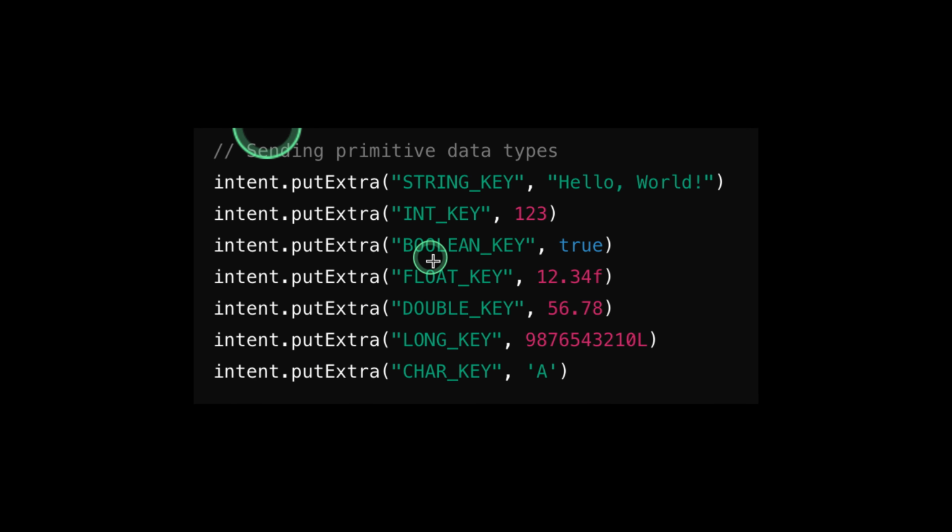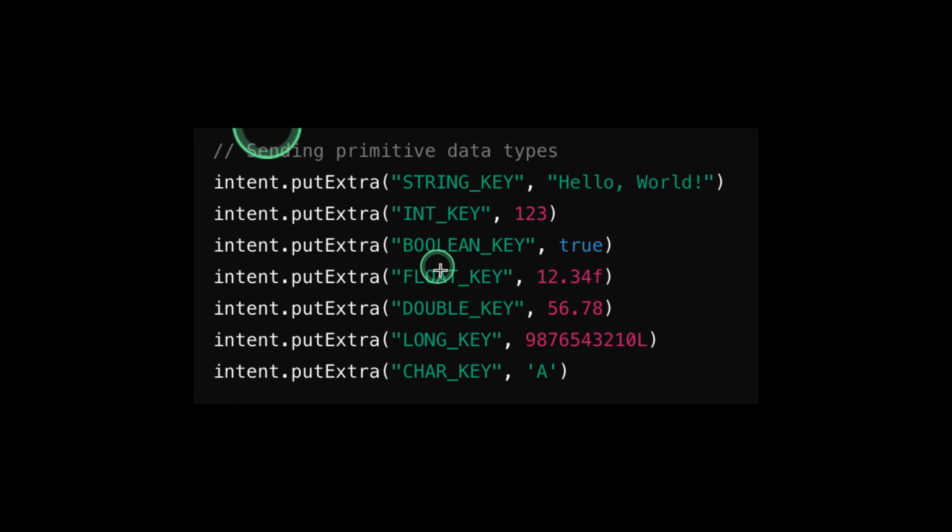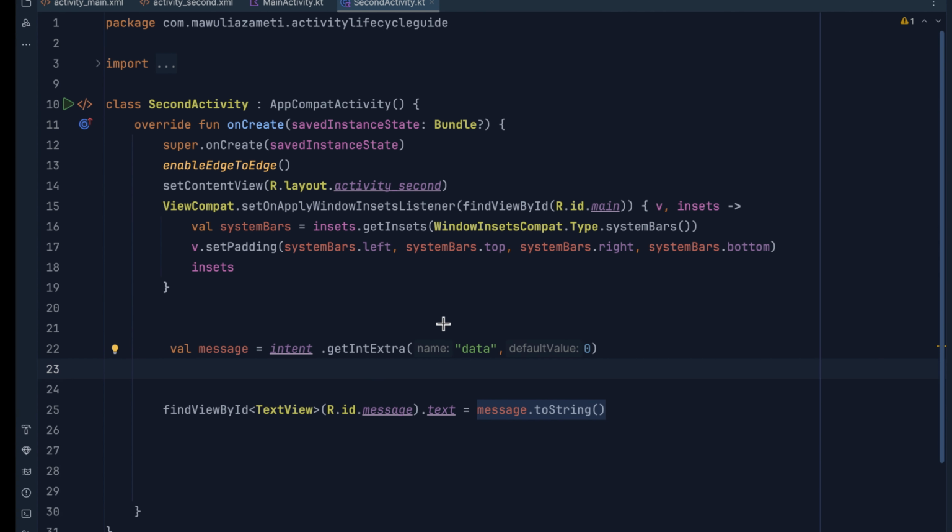So once you pass the data from the other side, note the data type and then note the key. Make sure you use the same key to retrieve the data on the second or the destination screen or activity.